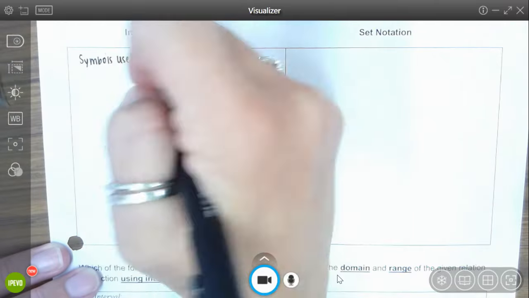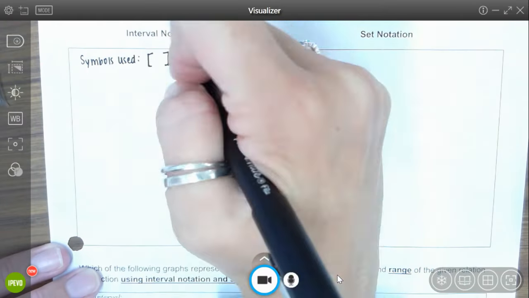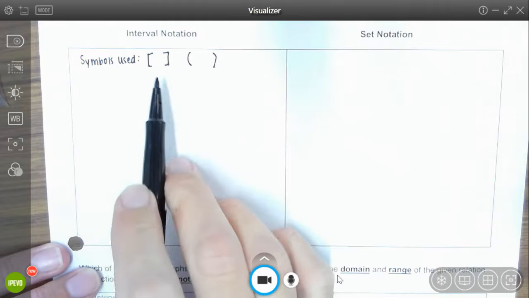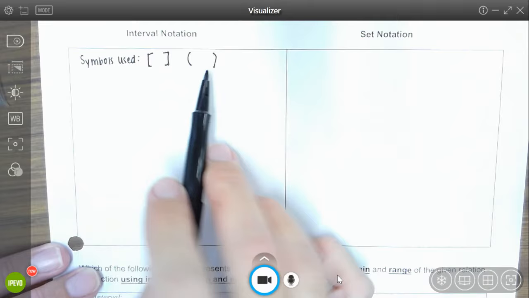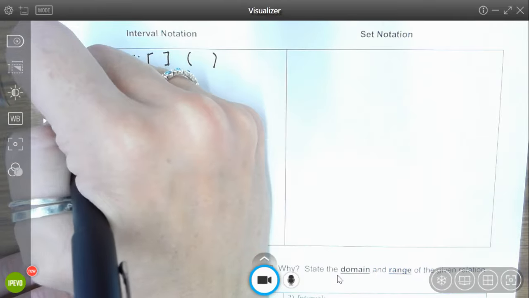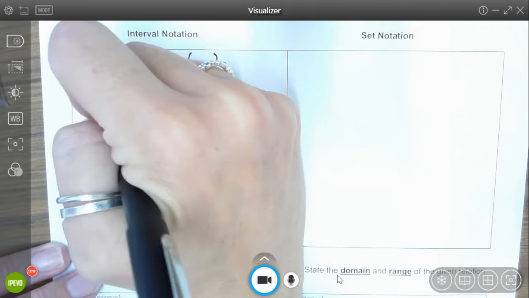So in general, there are four symbols we use, and these are either, I'm going to call these hard brackets or open parentheses. And we can use a combination of them. They don't always have to go together, like the hard bracket doesn't always have to go with the hard bracket. The parentheses don't always have to go with the parentheses. So now we need to know when do we use each one. With the brackets, we're going to be using these when the values are included.